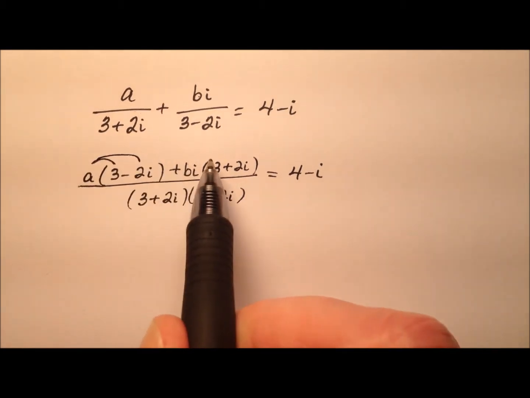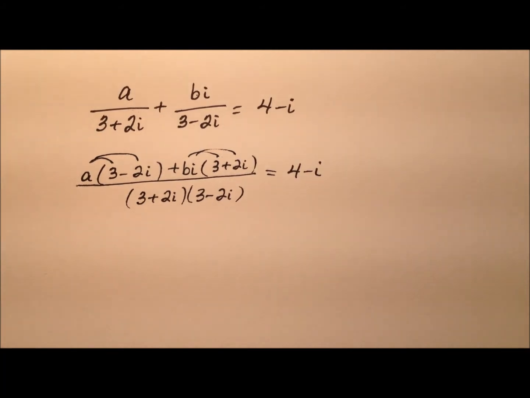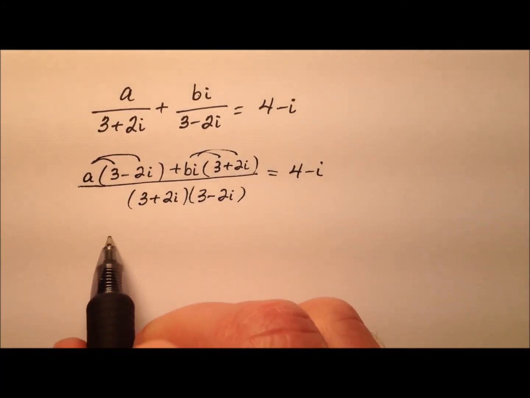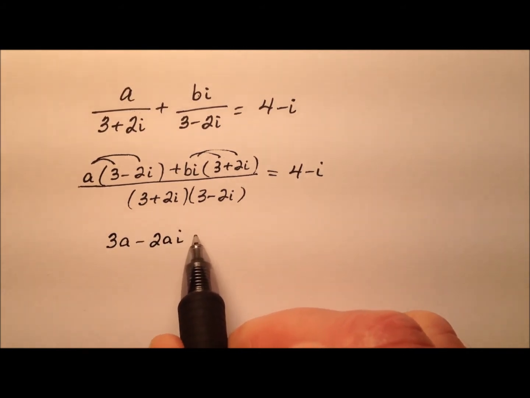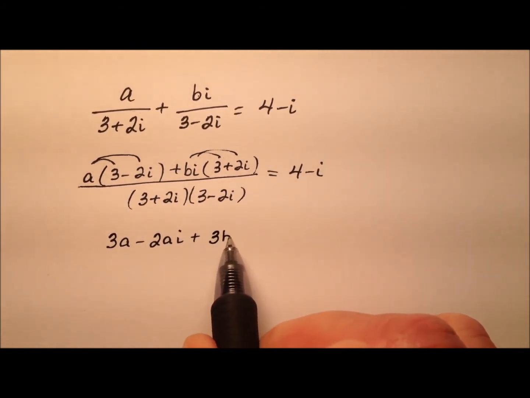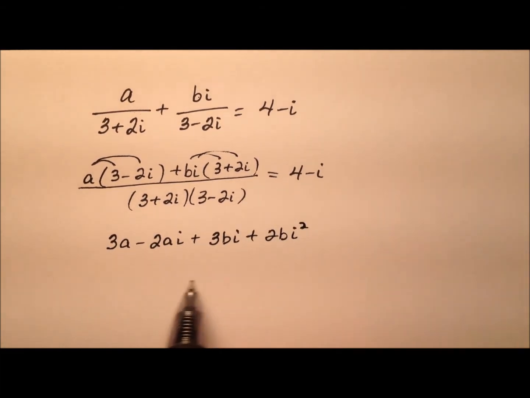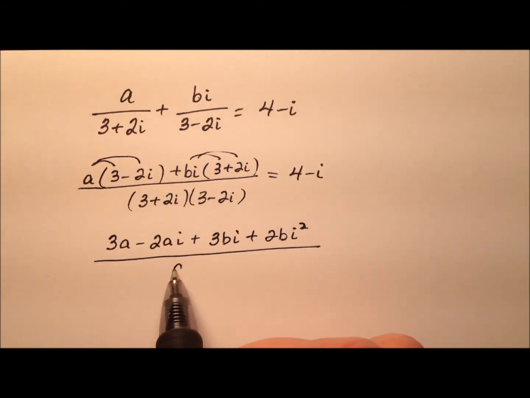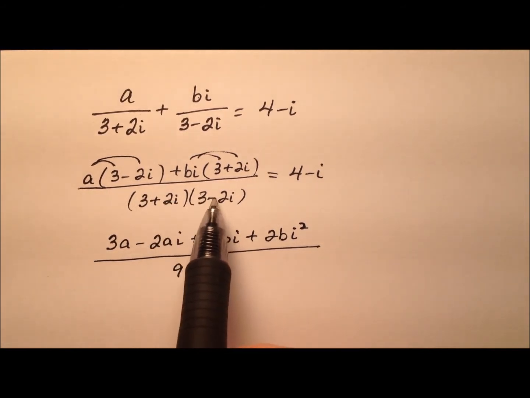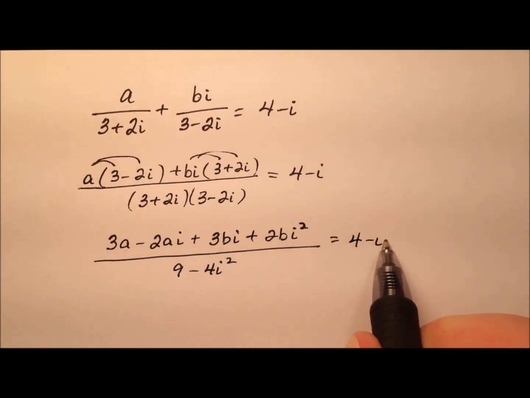At this point now, we just have some simplification to work out. So let's go ahead and work through this distribution, multiply that through together, and see where we are after we do this. So I'll have 3a minus 2ai plus 3bi plus 2bi squared, and that's all over 3 times 3 is 9, and then 2i times negative 2i will be minus 4i squared. Let's go ahead and put that there.